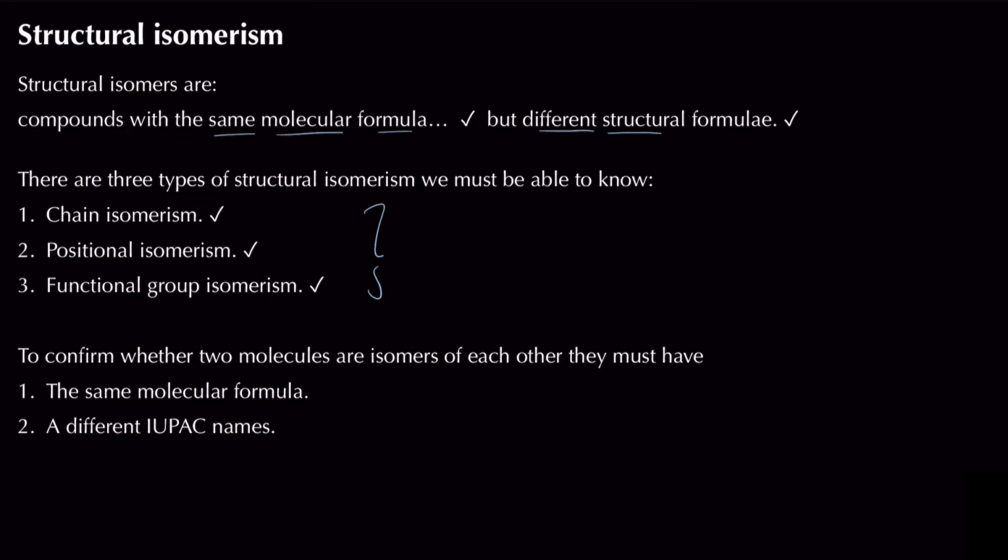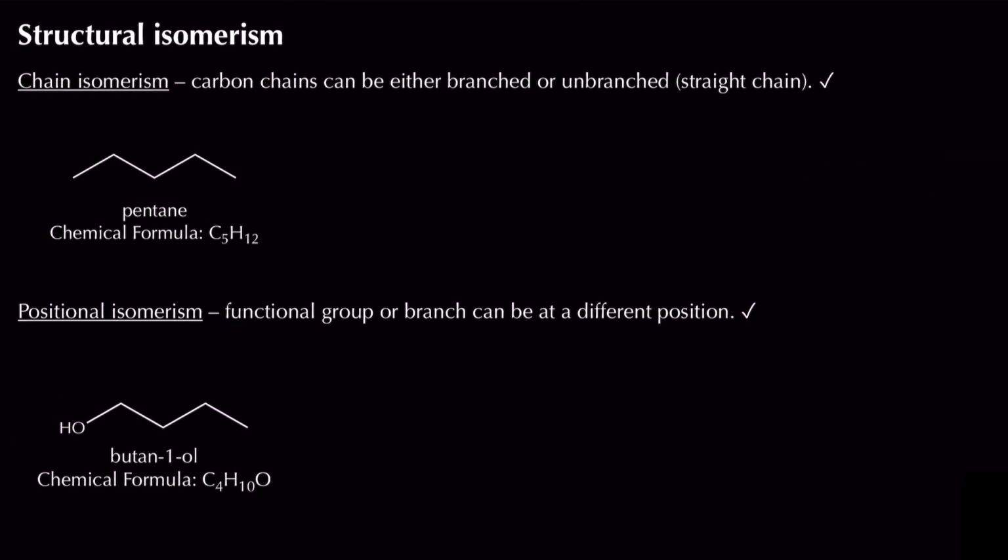Now, how do we actually check if two molecules are going to be isomers of each other? Well, what we would need to check for is, first of all, do they actually have the same molecular formula to begin with? And then, of course, if they do, do they have different IUPAC names, which will tell us if we've got different structures? Now, looking at our first example, we're going to look at chain isomerism, and chain isomerism is when the carbon chains can be either branched or unbranched, in other words, in a straight chain.